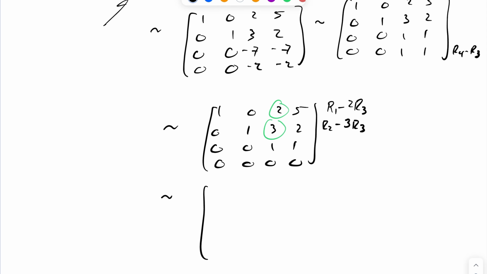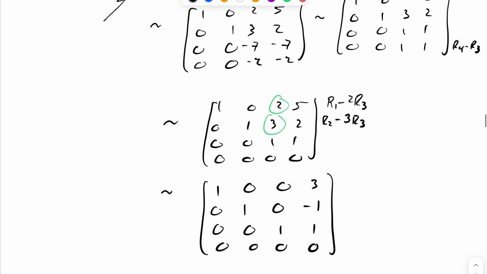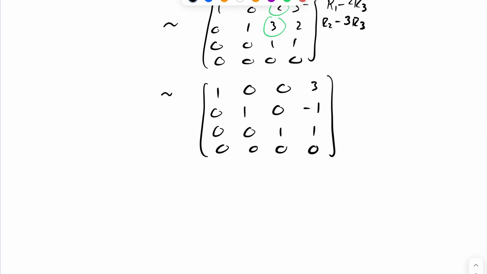And by performing that operation here, we get 1, 0, 0. And this will be 5 minus 2 is 3. And then I'm going to get 0, 1. And this will be 0, negative 1. And this is 0, 0, 1, 1, 0, 0, 0, 0. All right, and finally we've got this set up and solved here.